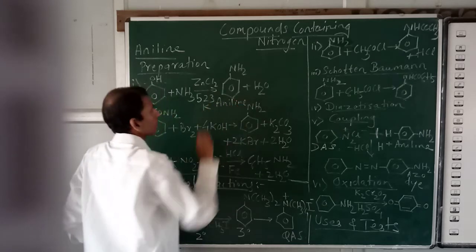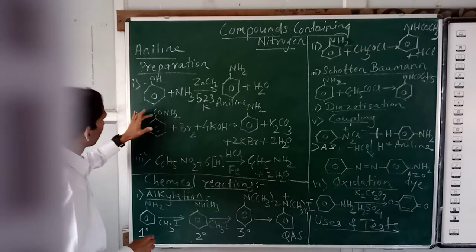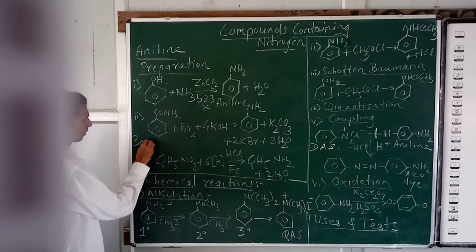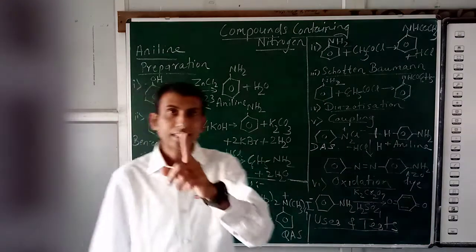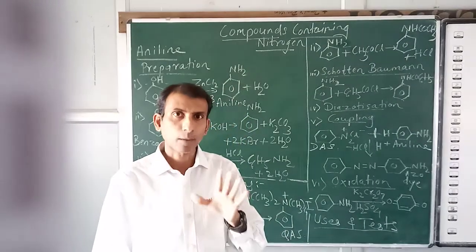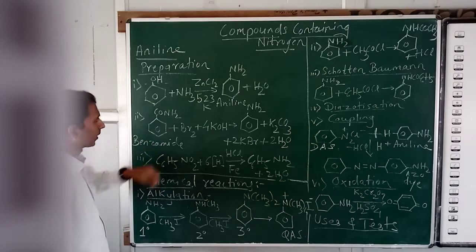Aniline. Okay. Second method, a CONH2 group attached to benzene, it is called benzamide. This is benzamide. Because you know, what is the name of the CONH2 group? It's a functional group. What is its name? Amide group. Amide group attached to benzene ring, that's why benzamide.